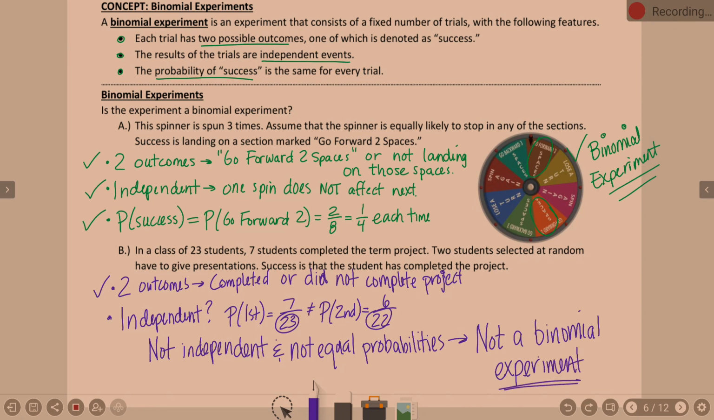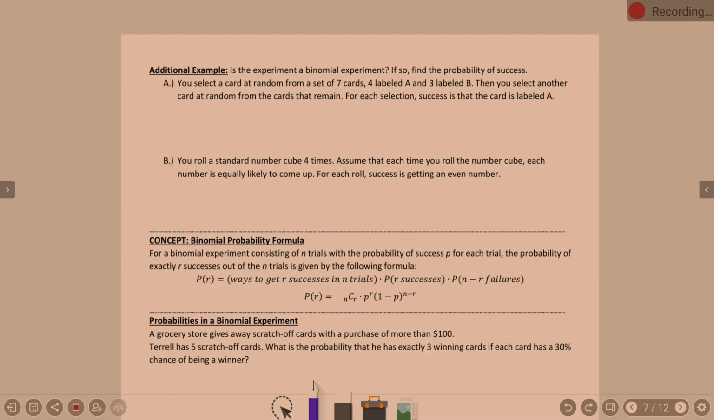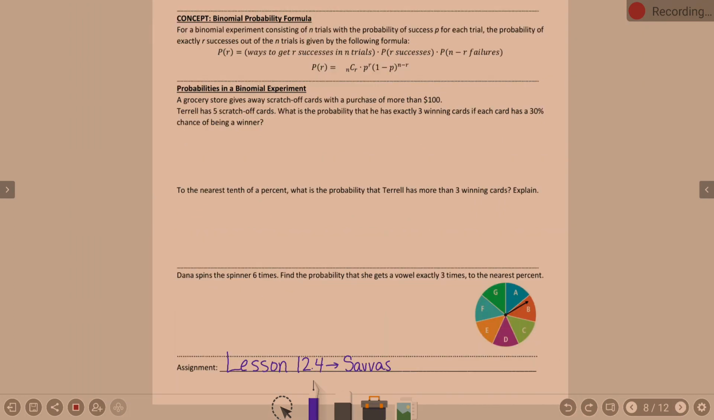Now, hear me out. At the top of the next page, I didn't need to do the additional example. My failure today is that I didn't get to the binomial probability formula. It will be in the video. I may even do a separate video just on that. I don't know, we'll see how today goes. The formula I did not get to is this right here.